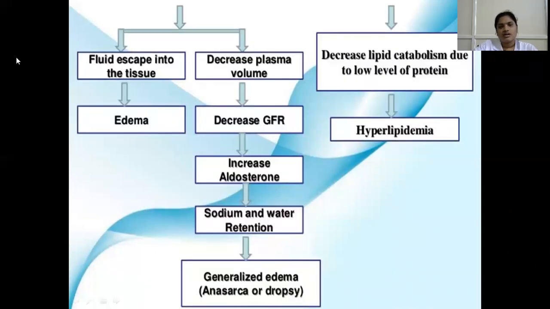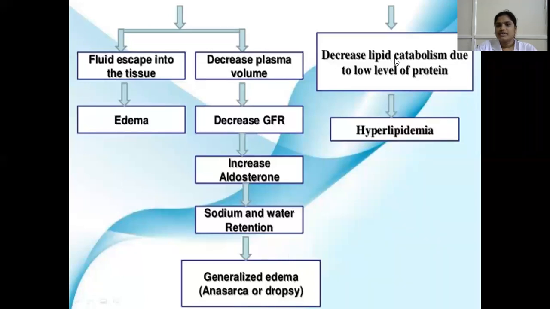So decreased oncotic pressure, because of that, fluid escapes into the tissues, leading to the peripheral edema. And the decreased plasma volume, because the fluid is escaping into the tissues, the plasma volume will be decreased, which leads to the decreased filtration rate and increased aldosterone, leading to the sodium and water retention, leading to the generalized edema.